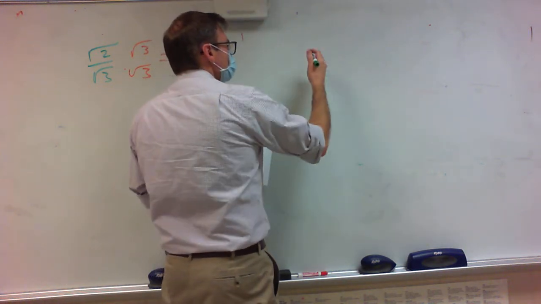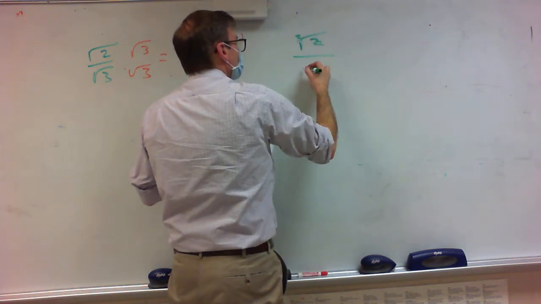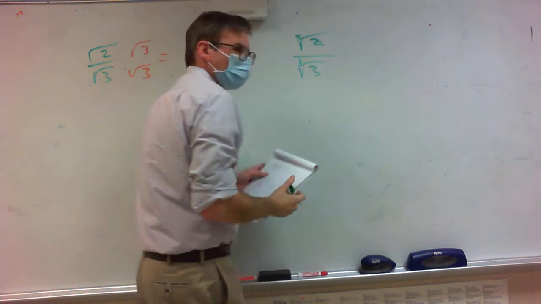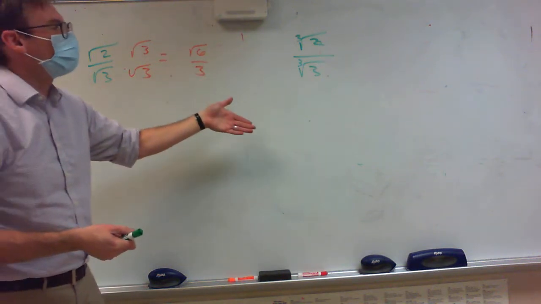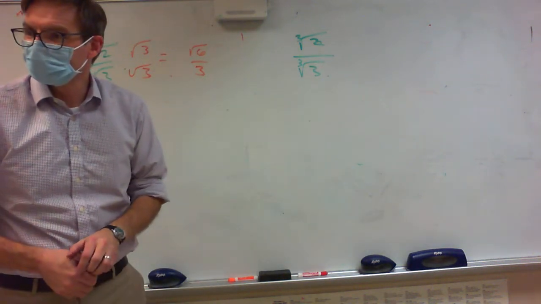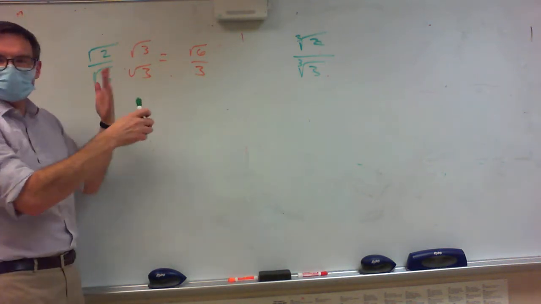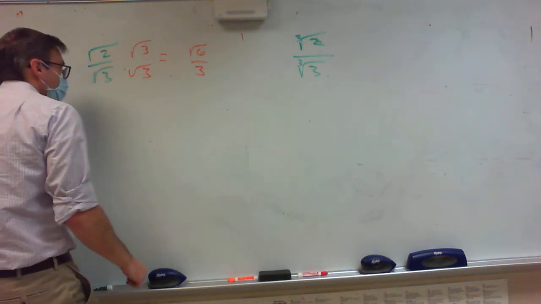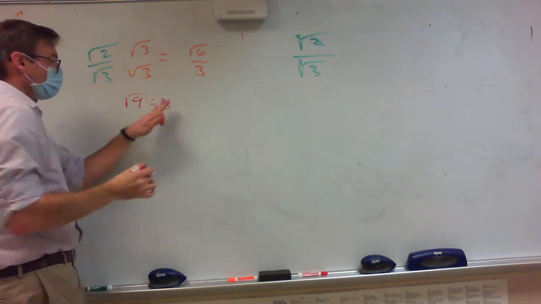What if it was cube root of 2 over cube root of 3? How do you get rid of the radical when it's a cubed root? With a square root, we multiply it by the same thing. Technically, square root of 3 times square root of 3 was square root of 9, which gives us a 3. That's what happened, right?